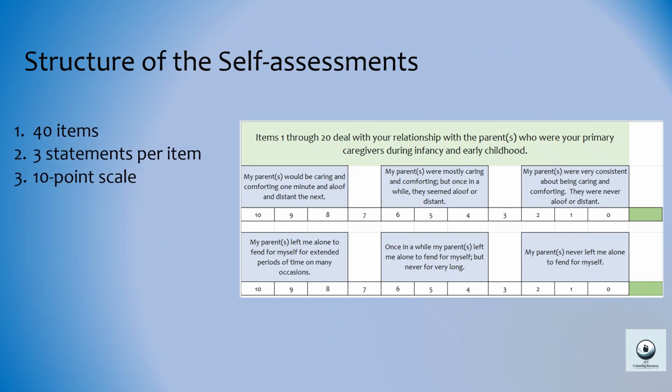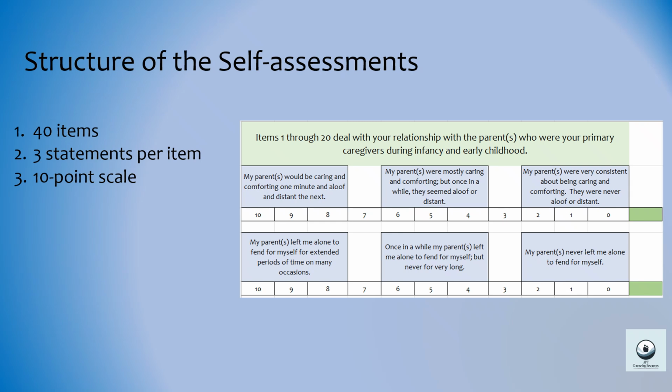Both self-assessments have the same number of items and use the same structure with 3 statements on each row. Clients use a 10-point scale to indicate the statement that most closely reflects how they see themselves. You can see there are 3 numbers under each statement. This allows respondents to report the extent to which the statement describes them.